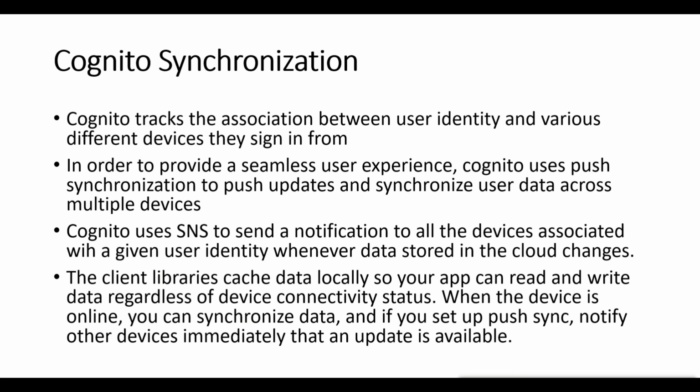Cognito synchronization. Cognito tracks the association between users' identity and various different devices they sign in from. You sign in from your iPad or iPhone, it's all going to be tracked. In order to provide a seamless user experience, Cognito uses push synchronization to push updates and synchronize user data across multiple devices. Cognito uses SNS to send a notification to all devices associated with a given user identity, whenever data stored in the cloud changes.